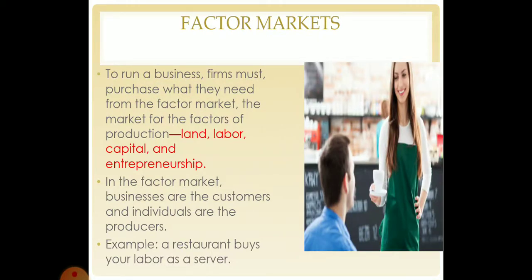Okay, I have here factor markets. To run a business, firms must purchase what they need from the factor market, the market for the factors of production. What are the factors here? Land, labor, capital, and entrepreneurship. In the factor market, businesses are the customers and individuals are the producers. And we'll talk about this in more detail in the next session. Example: a restaurant buys your labor as a service. Okay, we're not going to talk about this now. I'm going to give you the next session about this one.